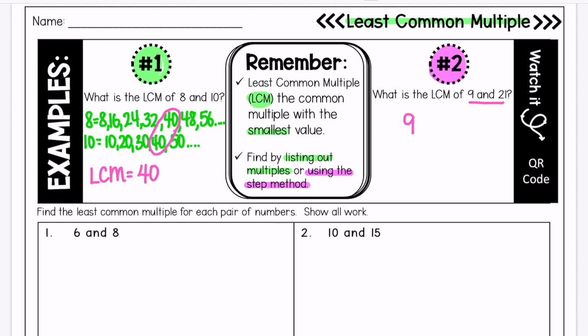We have 9 and 21. We're going to think about what numbers we can divide them by. Well, we can divide them both by 3. I get a 3 and I get a 7. 3 and 7 have nothing else in common other than 1.